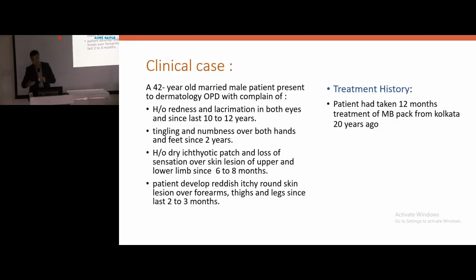So here the history goes back as long as 20 years. He has received 12 months of MB pack from Kolkata 20 years ago. So he does not have papers available for what was the baseline at the time of diagnosis. So see, we cannot go back in the past and change the records, but now this should be a learning for all the PGs here, that whenever a new case of leprosy patient is coming to you, that is a very important time point in the life of that person.